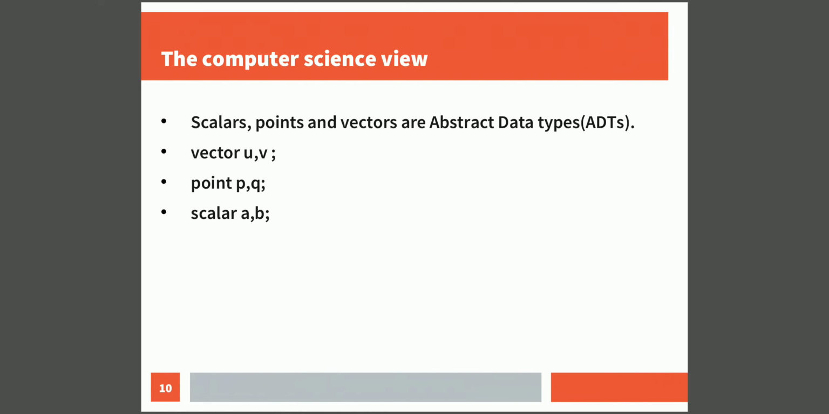Then when we consider these geometric objects from a computer science point of view, we'll consider these objects, that is scalars, vectors and points, as abstract data types. So to declare these objects, we can write the instruction as vector u comma v, point p comma q and scalar a comma b. To declare them we'll use the corresponding data type, that is vector, point and scalar, where u and v are vectors, p and q are points and a and b are scalars.